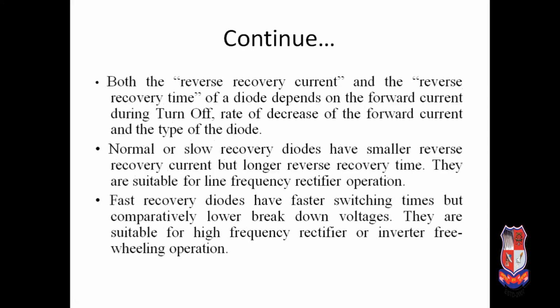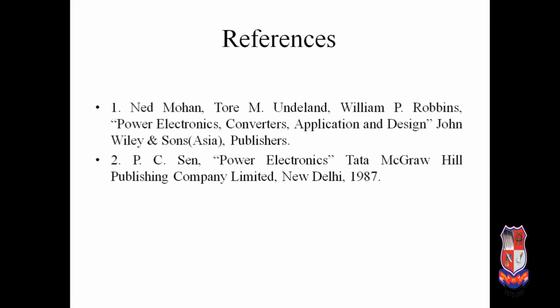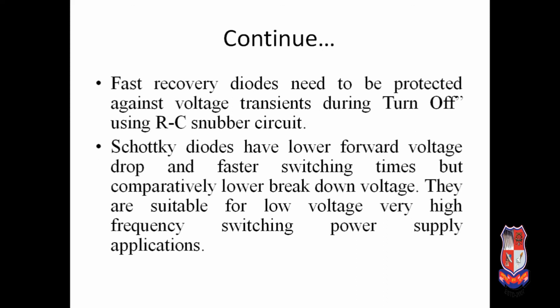So we started with the line frequency diode, then normal and slow recovery, then fast recovery diodes, and then Schottky diodes. The application of normal and slow recovery diodes is line frequency rectifiers. Fast recovery diodes are used in higher frequency rectifiers and inverters with the freewheeling diode, and the Schottky diode is used for very high frequency switching power supply applications. This is the summary of the first 4 lectures. We already uploaded and taught the full content of the first chapter, switching devices.